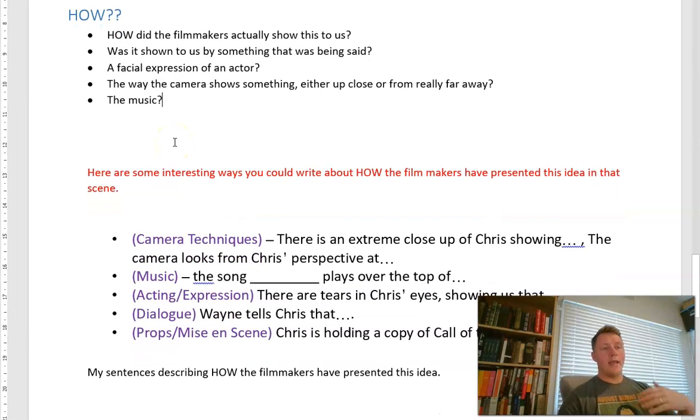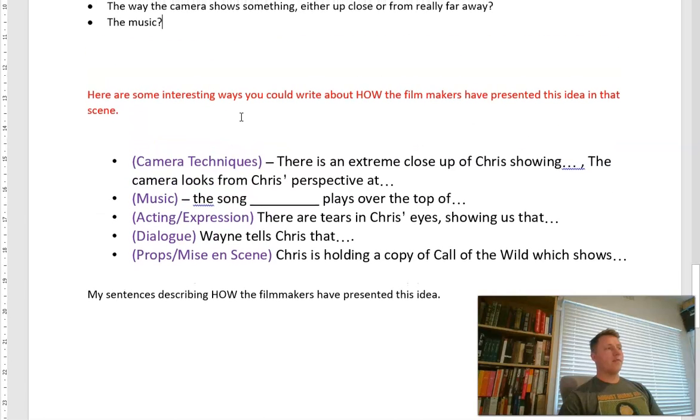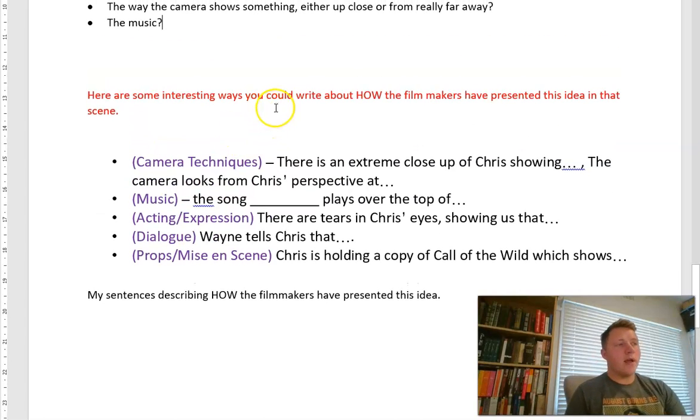Now, in our example, we don't want to overcomplicate it. We're really just going to focus on what is being said. There's not too much interesting going on in that scene in terms of the camera or anything like that. There's a little bit of cool acting going on, some of the faces that they make. But really, we just want to look at what's being said for our example. So, here are some interesting ways you could write about how the filmmakers have presented this idea in that scene.